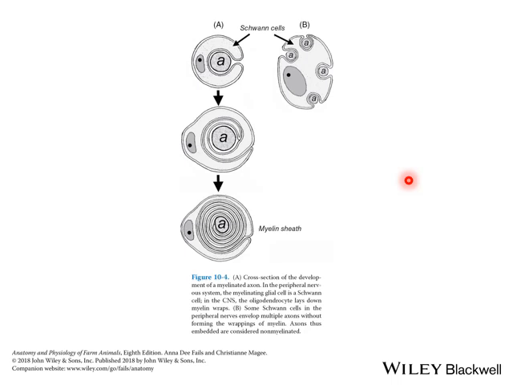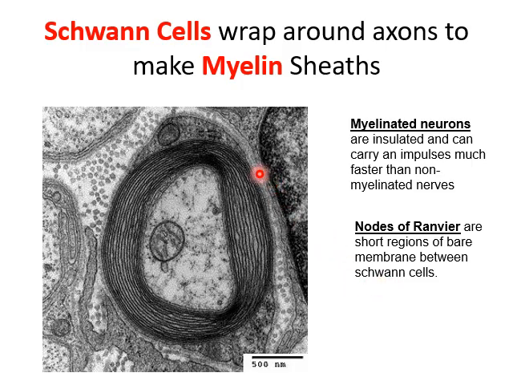So this is what we'll see during the time of the peripheral nervous system as it develops. You're going to have the axon in the middle, and then you're going to have that cell wrapping itself around to form that myelin sheath, the individual Schwann cell wrapping around the axon over time. So that myelin there. Another drawing of the same thing, or a picture actually, a micrograph. So Schwann cells wrap around to make the myelin sheath.